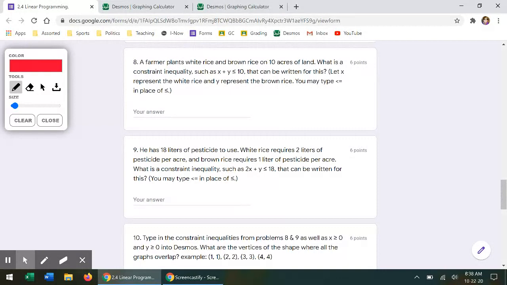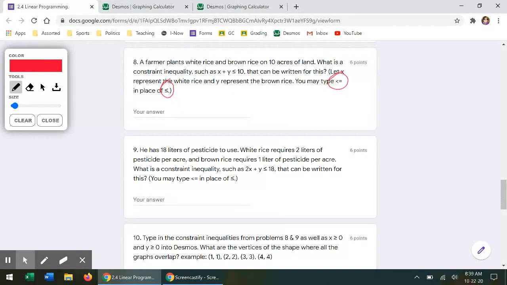A farmer plants white rice and brown rice on 10 acres of land. What is a constraint inequality, such as x plus y is less than or equal to 10, that can be written for this? Let x represent the white rice and y represent the brown rice, and you may type in less than and then the equal sign in place of less than or equal to. That's because on Google Forms you can't type the less than or equal to symbol, so you type these 2 symbols in its place. This is what you would do on a spreadsheet program.